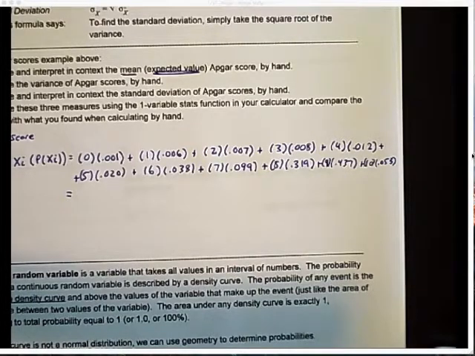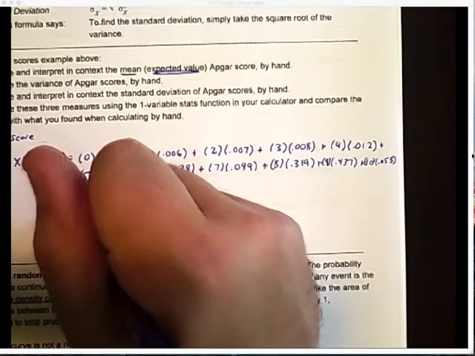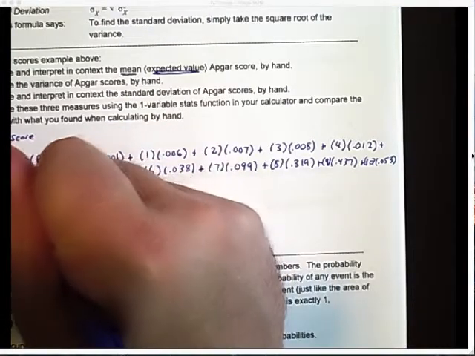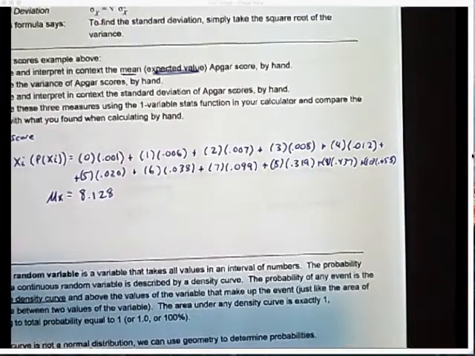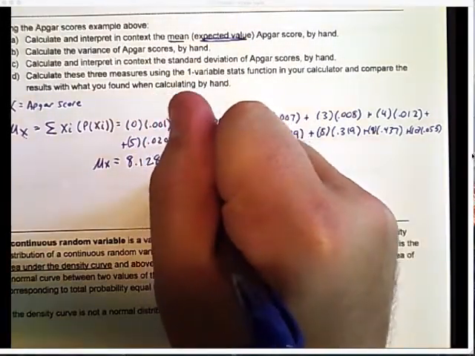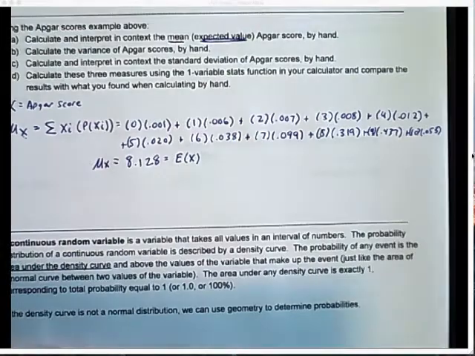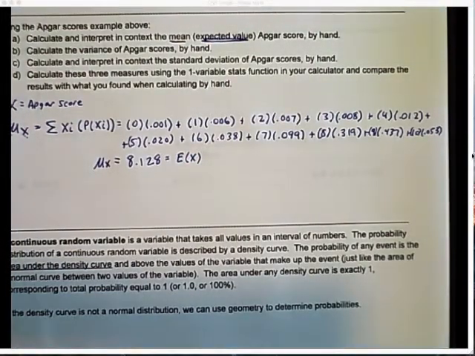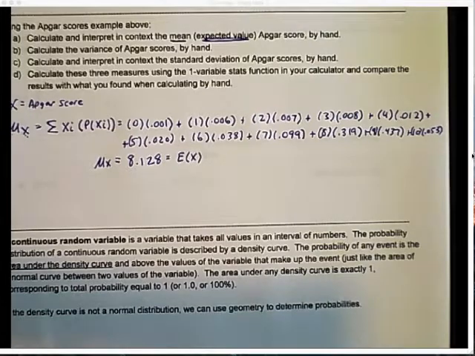Hopefully I didn't make any mistakes, but when I did all that, I got a value of 8.128. So that can be called the mean APGAR score, or we can say that's the expected value. So we can also call it capital E sub x, or E of x. All right.